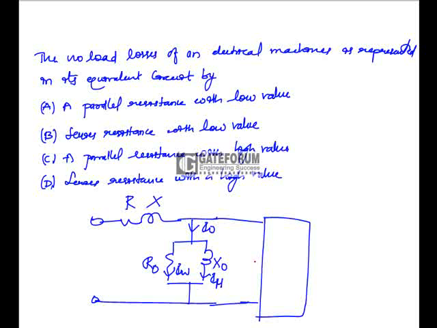Since all the options are in resistances, this one is connected in parallel at the stator side. So it is a parallel resistance having a high value. This value will be high at no load. So option C is the correct answer.